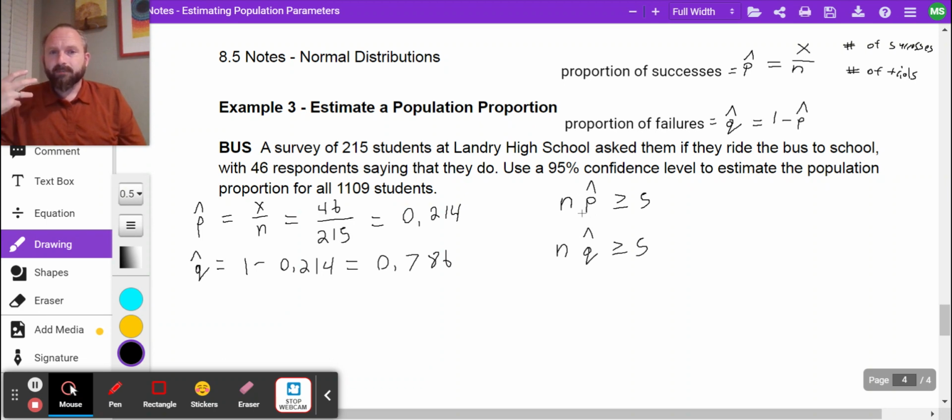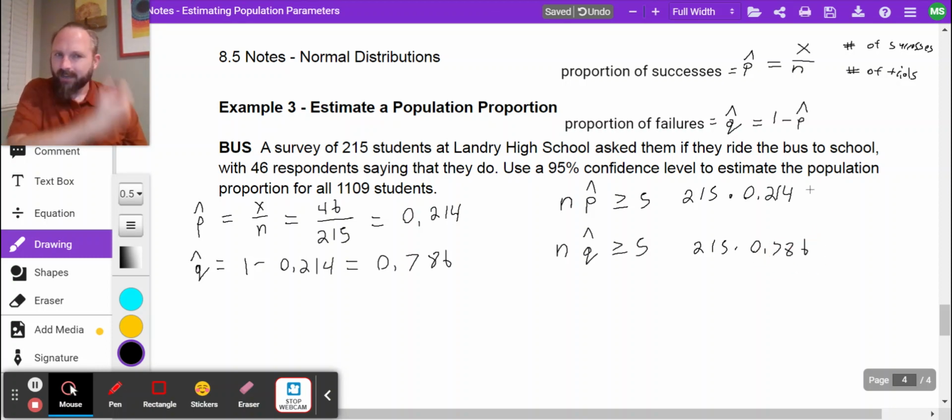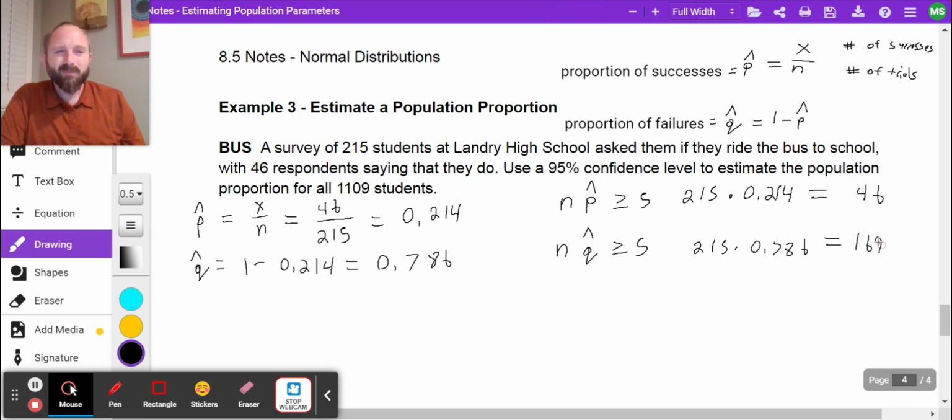There's this formula right here. We take the total number of our sample and multiply it by our successes, and we take our total number and multiply it by our failures. So we have 215 times 0.214, and 215 times 0.786. It has to be bigger than or equal to 5. If we multiply both of these, we get 46 and 169 respectively. Well, yeah, it's bigger than 5. So we can go on and use the formula I'm about to give you in 3, 2, 1.